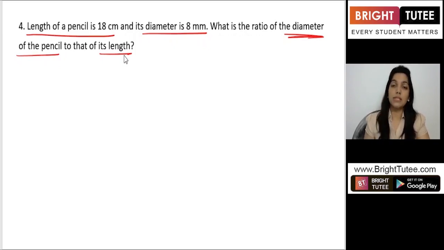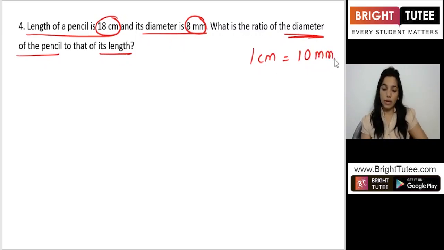Okay. Now the first thing that is of a concern is that here the two units are different, right? So these two units that are given, they are of different values. So it's 18, which is in centimeters, and 8, which is in millimeters. So we need to convert these two units into a single unit. We know that in 1 centimeter we have got 10 millimeters. So either we convert 18 centimeter into millimeter, or we convert 8 millimeter into centimeter. If we convert millimeter into centimeter, we'll get the answer in decimals. So let's convert the centimeter into millimeter.